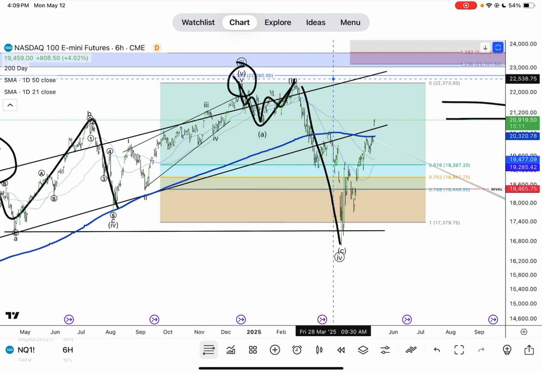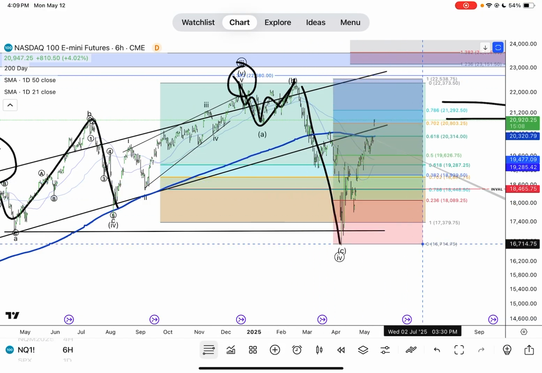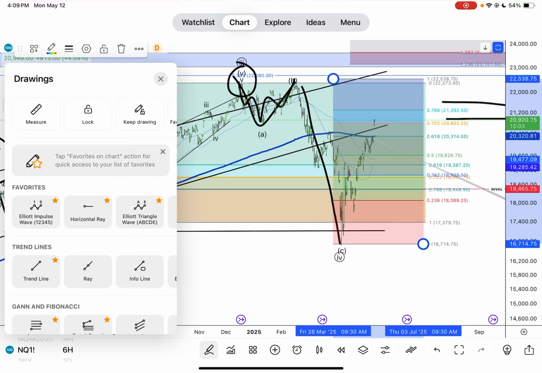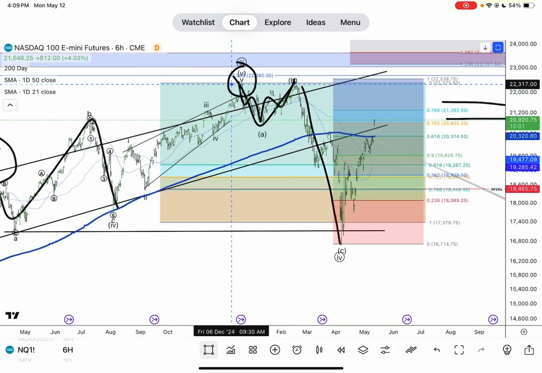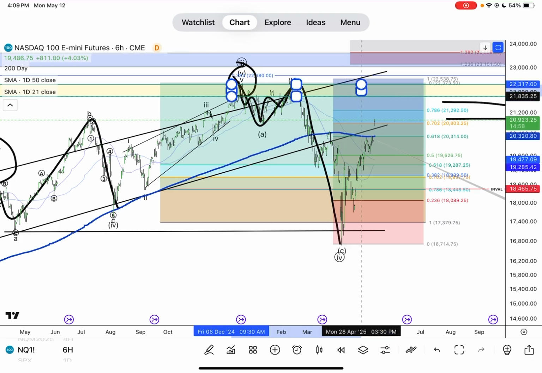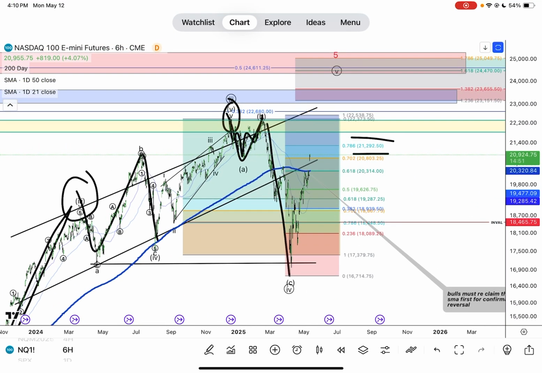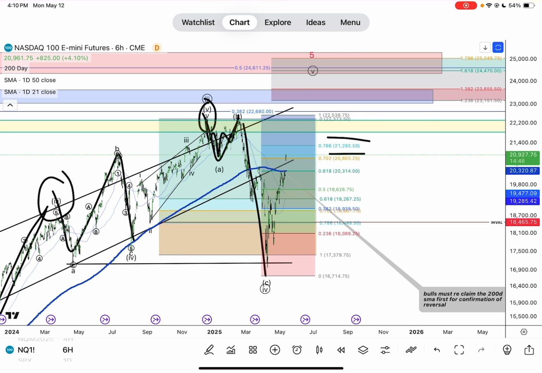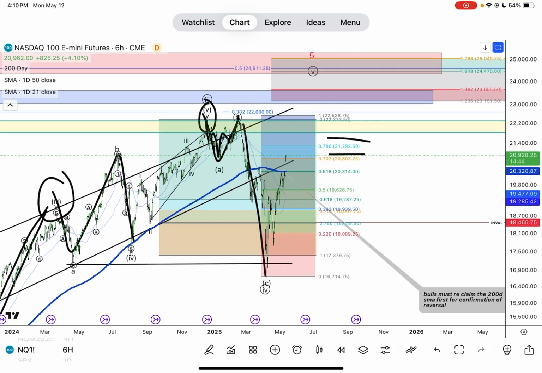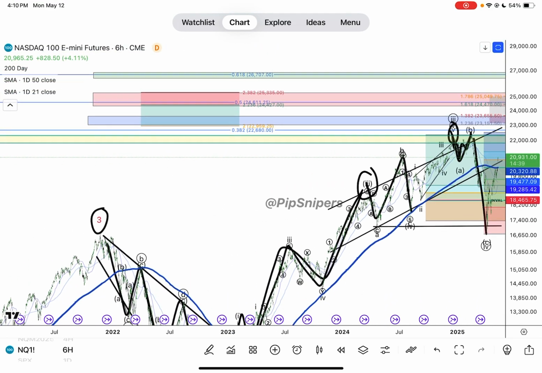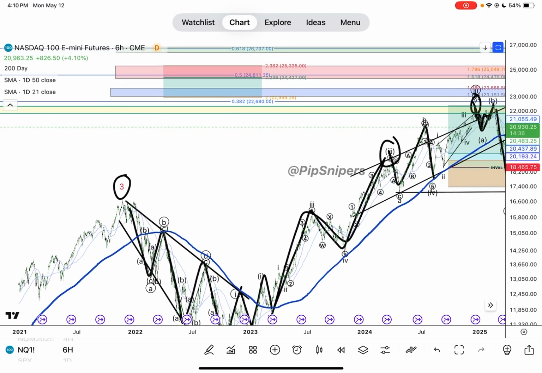Current overhead resistance would be sitting right at 21,292 at the 786 retracement. Once we get over that level, we'd be targeting this supply zone right here at 21,835 and 22,317. Now I am targeting another wave up, a new all-time high on NQ. We'd be looking at 24,470 and 2,500, simply because that's the 2.382.